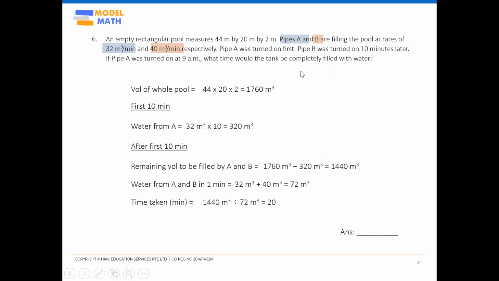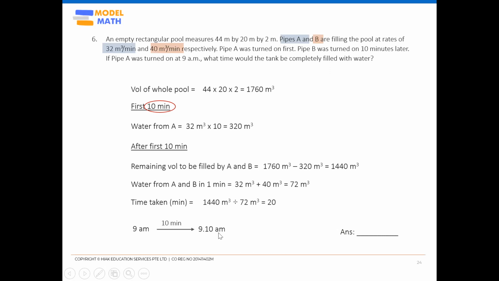Now they ask what time would the tank be completely filled with water? All right, so if pipe A was turned on at 9 a.m. So this is where we have to draw a timeline. We have the starting time at 9 a.m. Now, how do I know how many minutes later to work out next? Now, please don't jump to 20 minutes first because 9 a.m. was first switched on by pipe A only. Pipe B was not introduced yet at 9 a.m. Don't forget pipe A was turned on first. So you have to consider the very first 10 minutes to be included in your timeline.